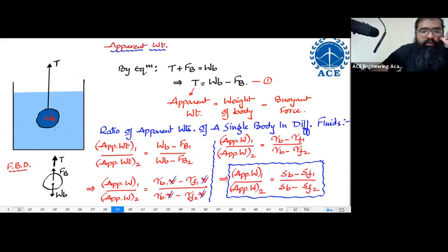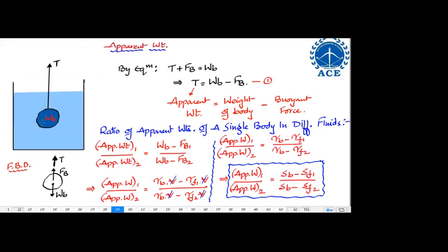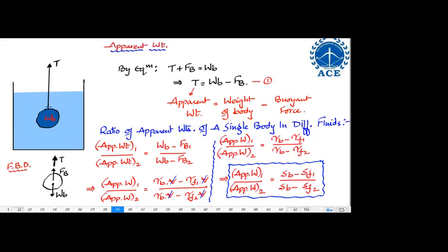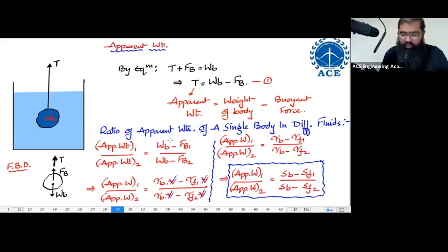Tell me, ma'am, is this body completely submerged? Yes, sir. The body is completely submerged. That means whatever is the volume of body and whatever amount of fluid has been displaced, both of them are same. For weight of body, you'll have volume of body. For FB, you'll have volume of fluid displaced. Both of them are same.